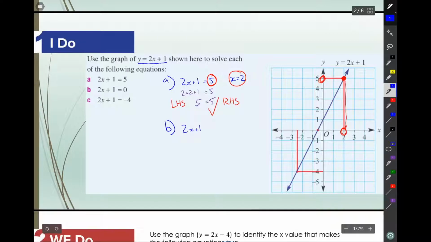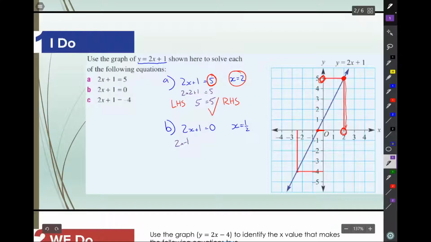2x plus 1 equals 0. So now we find where y equals 0, that's here, and we read the point, we find the x value of this point, and it looks like it's minus a half, so we're going to suggest that x equals minus a half. Now, we can check it again if we like.